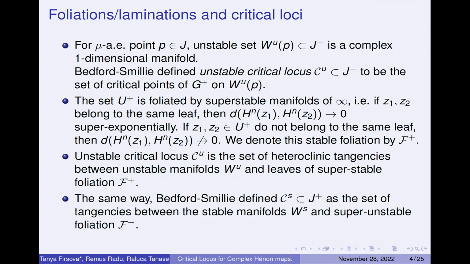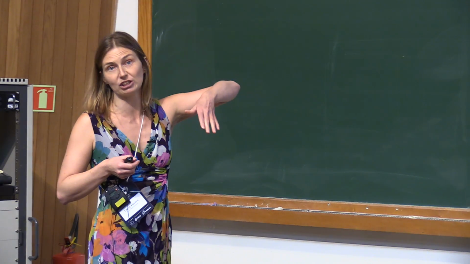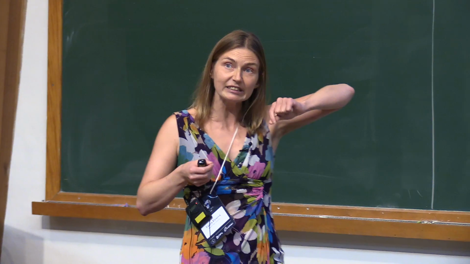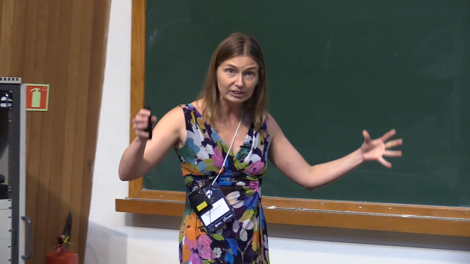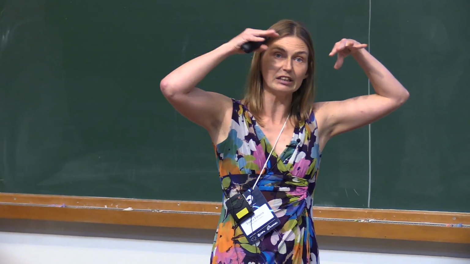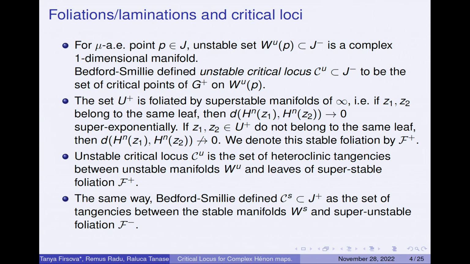Now I go to the definition of the dynamical foliations and laminations, and let me first start with the definition of critical points in J minus. If I take a mu-almost every point in J, then its unstable set belongs to J minus, and it's a complex one-dimensional manifold. So I can restrict my function G plus to this complex one-dimensional manifold. If I look at the function G plus in all of C2, there are no critical points. But if I restrict to the one-dimensional manifolds, there can be critical points. And when I take the union of all these critical points of G plus, this is C U, the unstable critical locus. So this is the unstable critical locus defined by Bedford and Smillie.